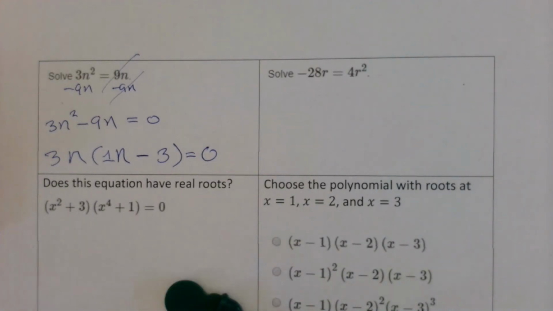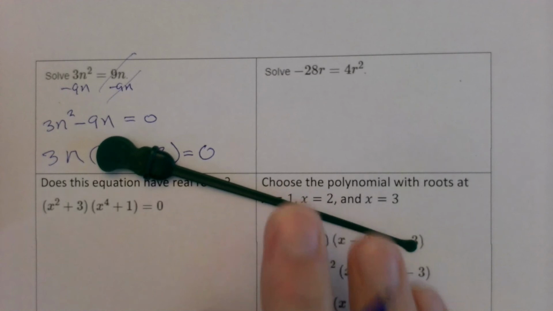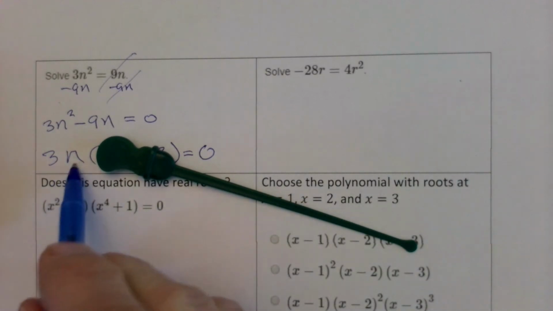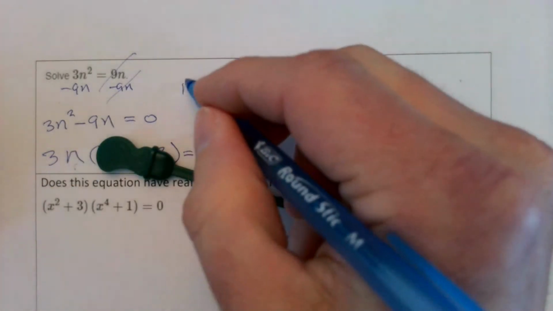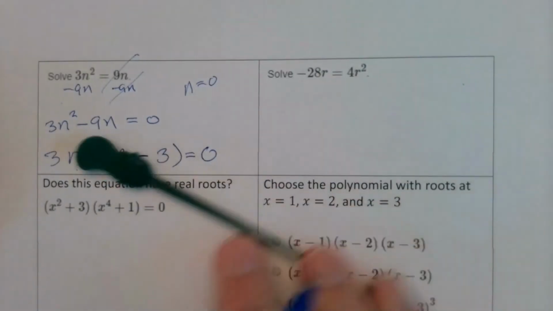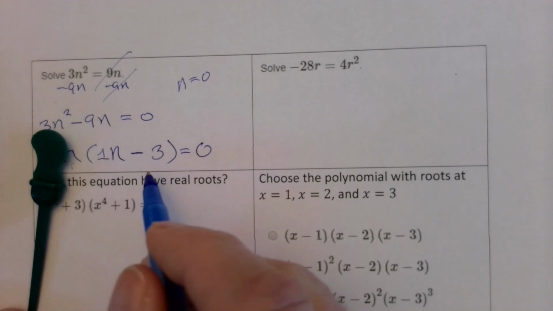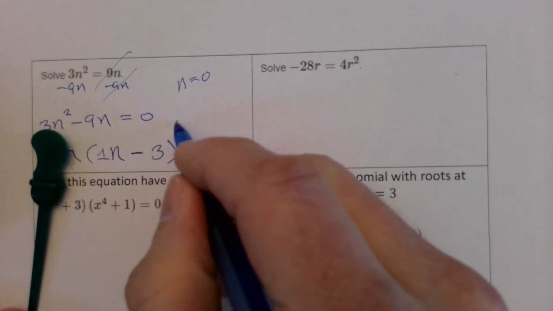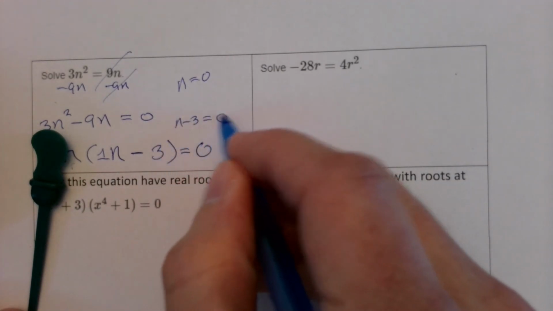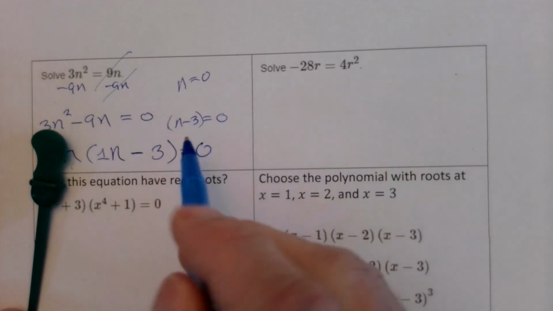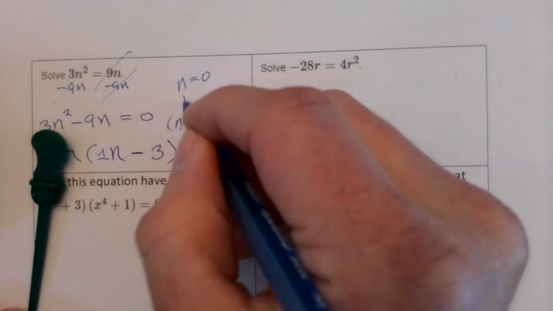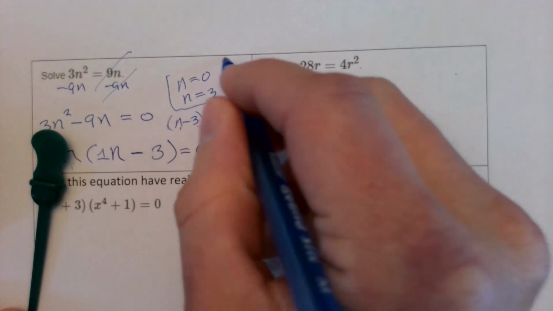Okay, let's solve this. If 3n equals 0, then n is 0. So that's one of the answers. If 1n minus 3 equals 0, well, that's equivalent to saying n minus 3 equals 0. And that means n must be 3 to make 3 minus 3. So n equals 3 is your other answer.